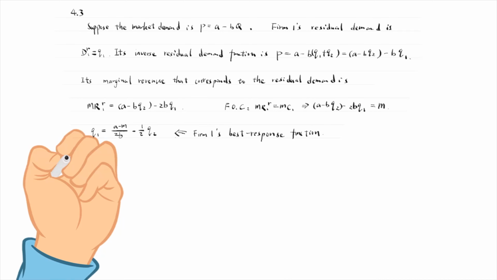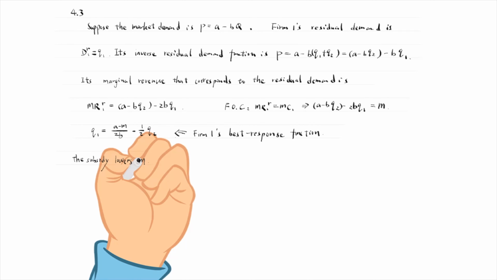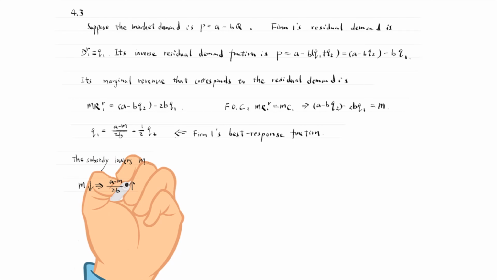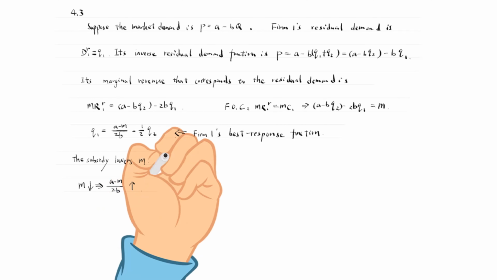Next, we consider the effect of a subsidy. The subsidy lowers the firm's marginal cost M. As the marginal cost falls, the intercept term becomes larger, while the slope term is unchanged. So the best response curve shifts upwards or to the right. The new best response curve is parallel to the old one.